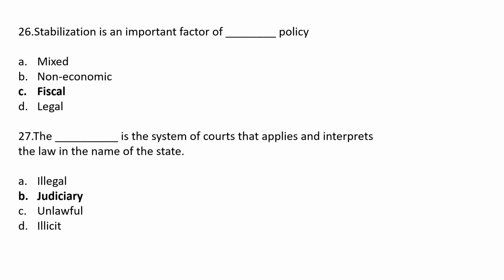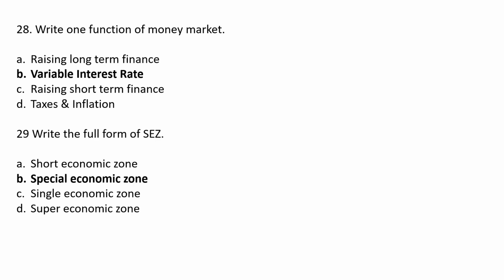The dash is the system of code that applies and interprets the law in the name of the state. Option A illegal, option B judicial, option C unlawful, option D illicit. The correct answer is option B judicial. The judicial is a system of code that applies and interprets the law in the name of the state.